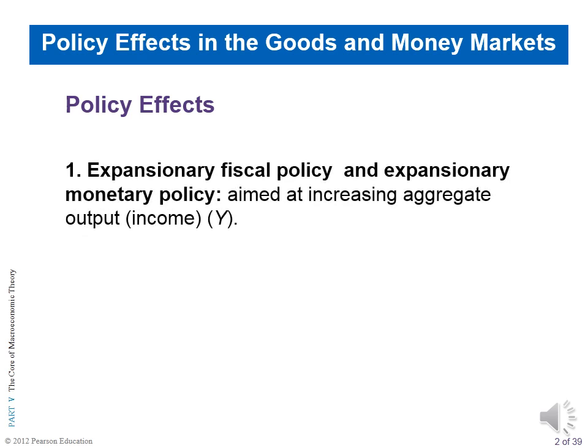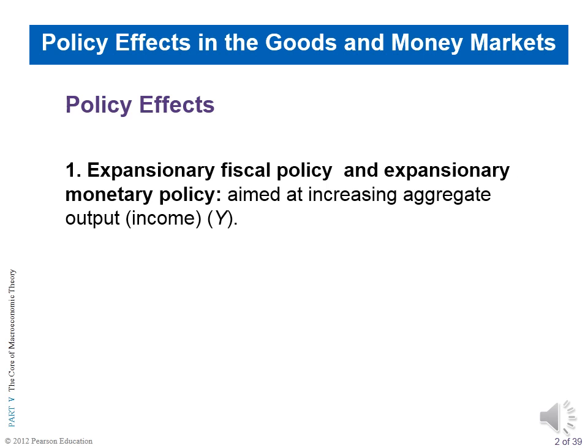Talking about policy effects, we are going to talk about fiscal policy and monetary policy. For each policy, we are going to talk about expansionary policy and contractionary policy. Let's begin with expansionary policy. Okay, we have to know the aim of any expansionary policy. Its aim is to increase aggregate income, to increase aggregate output.